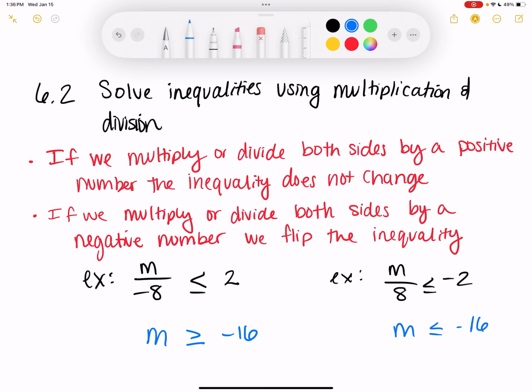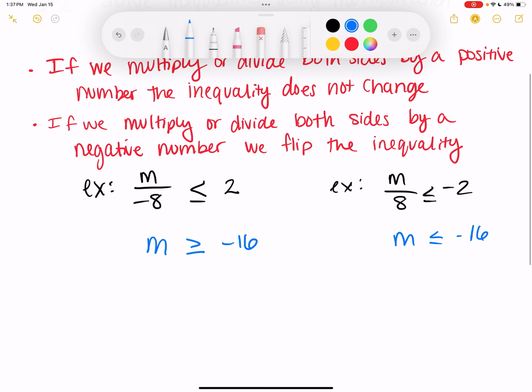And same thing if it was like -3m, when we divide, we also flip it. But we'll see examples of all that in a minute. So other than that, nothing really new in this section, other than that one little rule. So, jumping into examples.